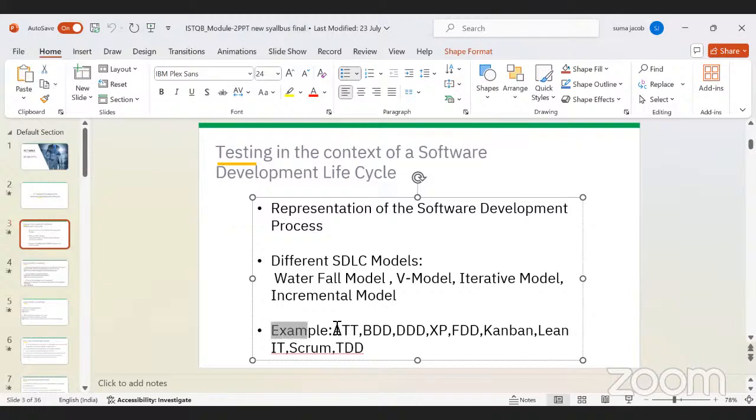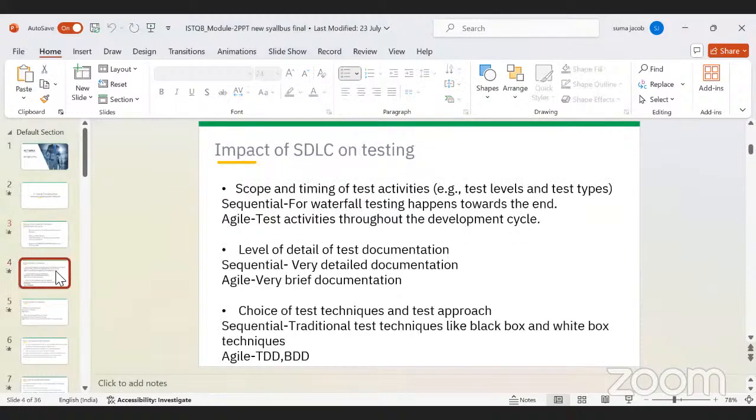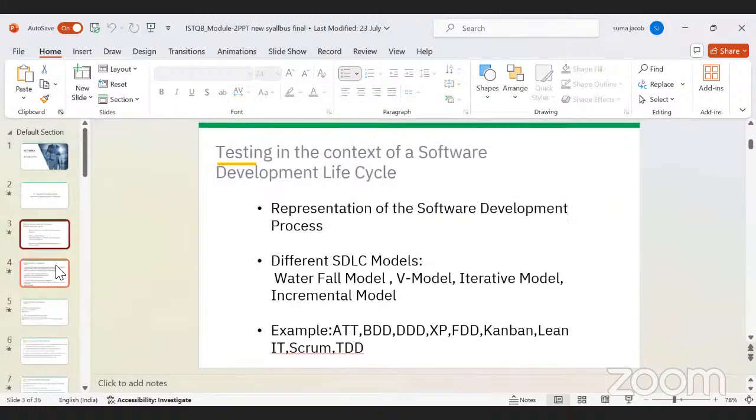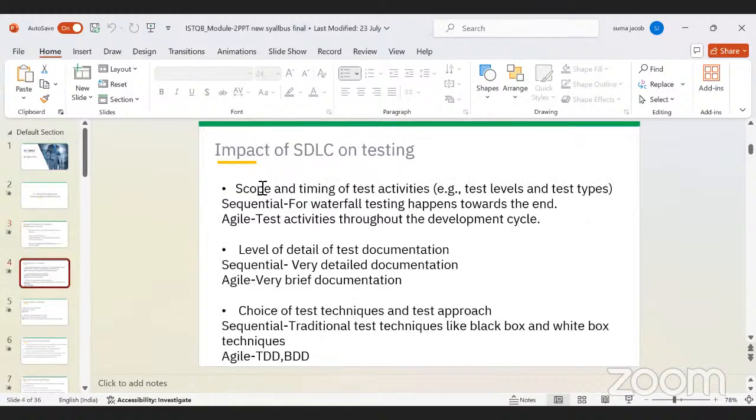And a few other examples of the STLC models are ATDD, BDD, DDD, Extreme Programming, FDD, Kanban, Lean. So we'll have a look into the other STLC models later in this module. Yeah, so that was it for the context. And next is impact of SDLC on testing. As we have just had an overview of where the testing actually happens in each SDLC, now we will see in detail the impact of SDLC on the whole testing process.